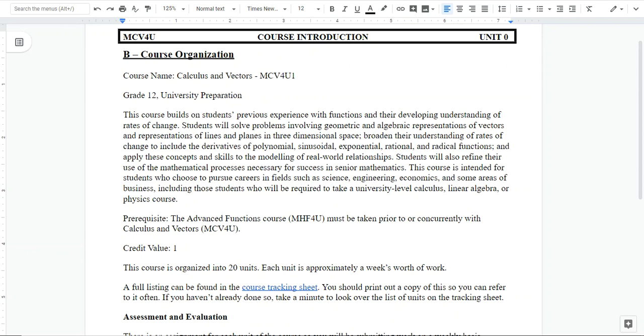Okay, in this section we're just going to talk a little bit about how this course is organized. So what I'm looking at right here is the learning guides section from this introductory unit. This is section B, called course organization.